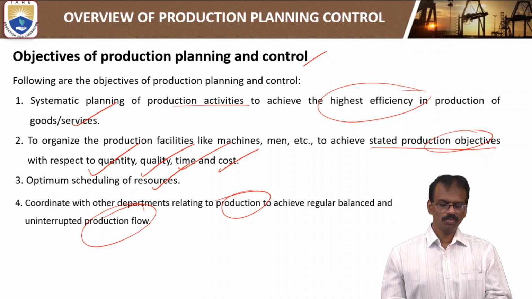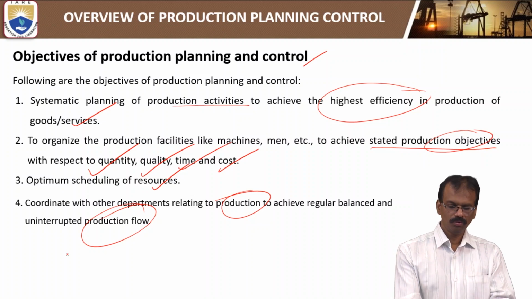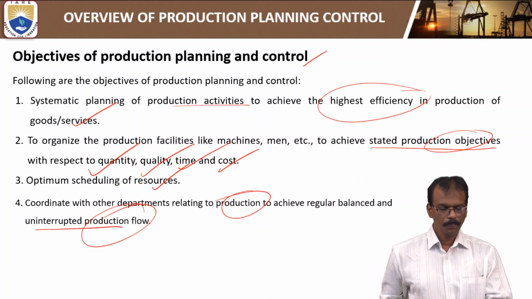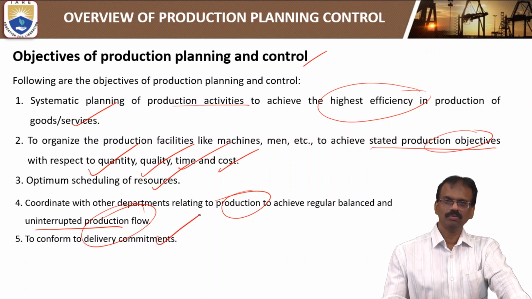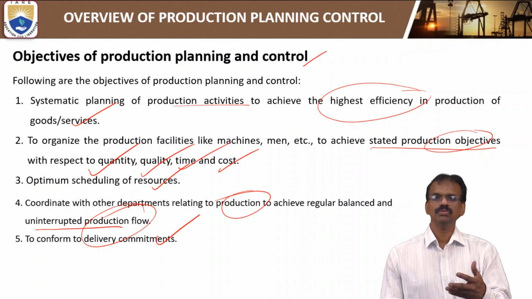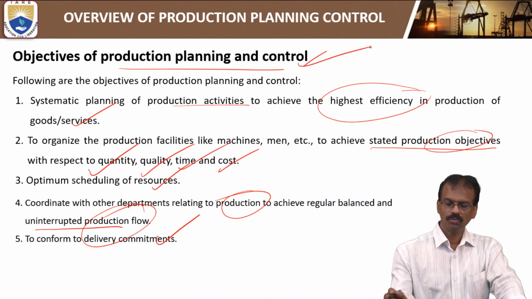So there must be a coordination between the different departments for smooth work, and to address the uninterrupted production flow. So we'll see. Next one is to conform to delivery commitments. So within the commitment dates, how to produce and how to deliver the goods. To achieve those targets, production planning control is a very effective tool.